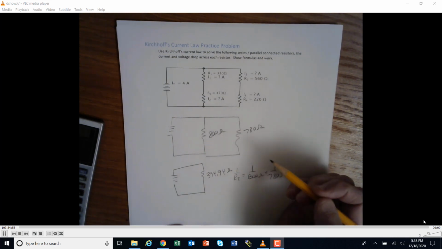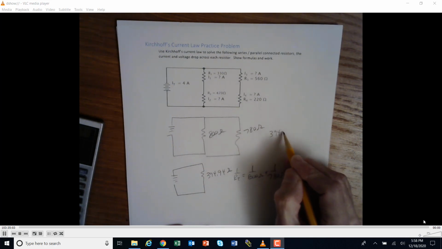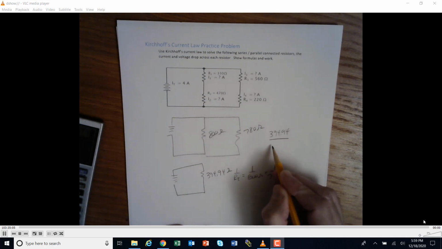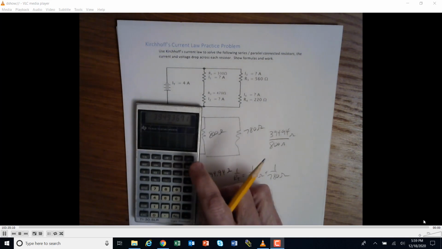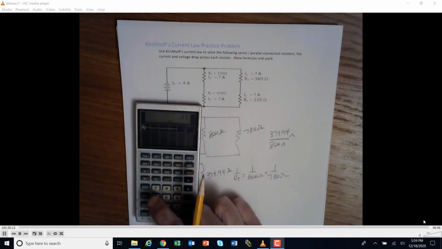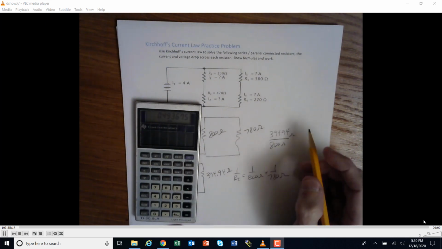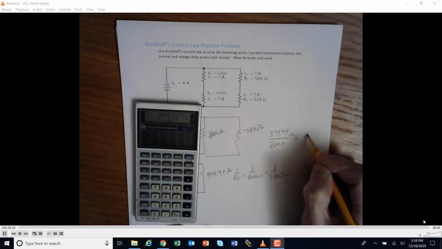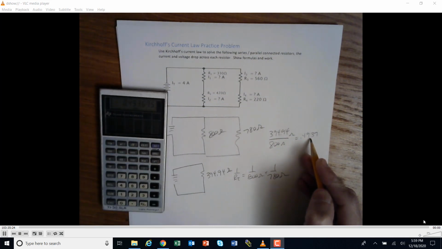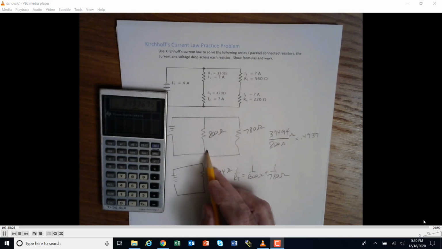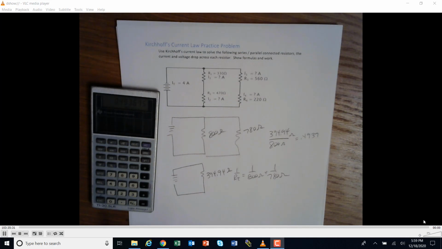So for example, for this first one here, the total resistance was 394.94, and 800 of it was here. If I divide those, 394.94 divided by 800, I get 0.4937. So that's about 49%. So 49% of the current would flow here, all right? And then obviously, a little more than 50% would flow here, okay?